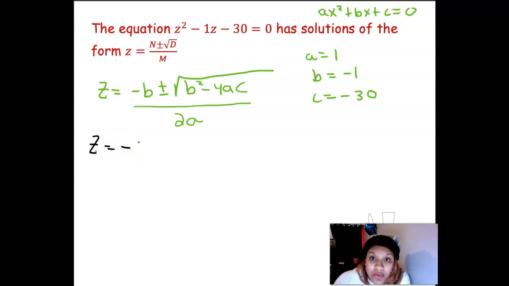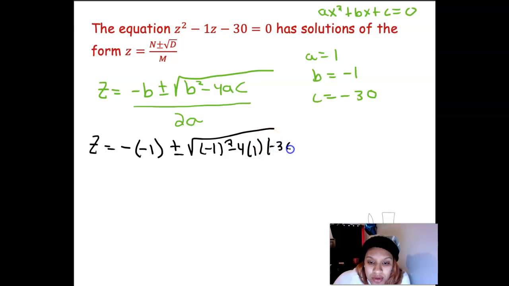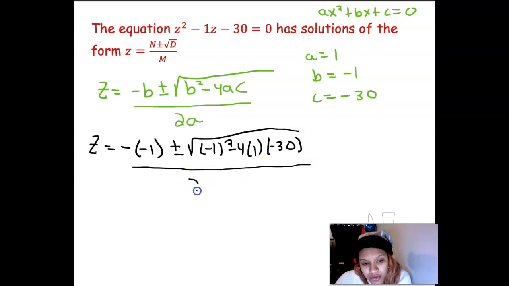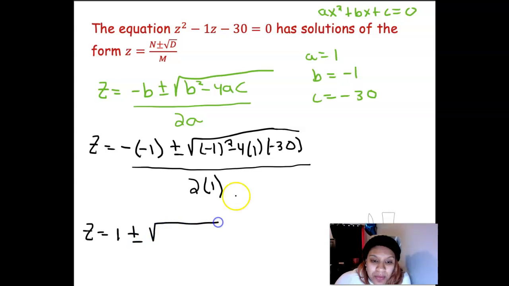So the formula has a negative, and then I'm substituting negative 1 plus or minus the square root of negative 1 squared minus 4 times a times c. And this is all divided by 2 times the a, which is 1. Now we're just going to simplify a little bit. A negative times a negative gives you a positive, plus or minus. Now inside the square root, you simplify two ways. Well, you work at it separately. You first do the left side, and then you do the right side.